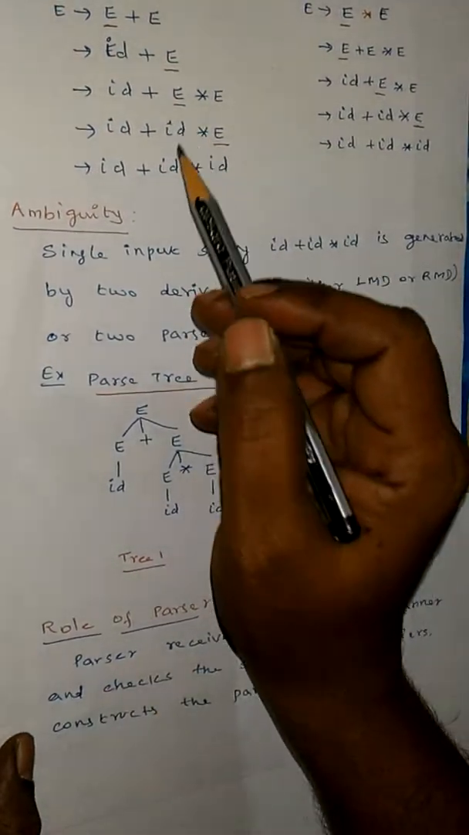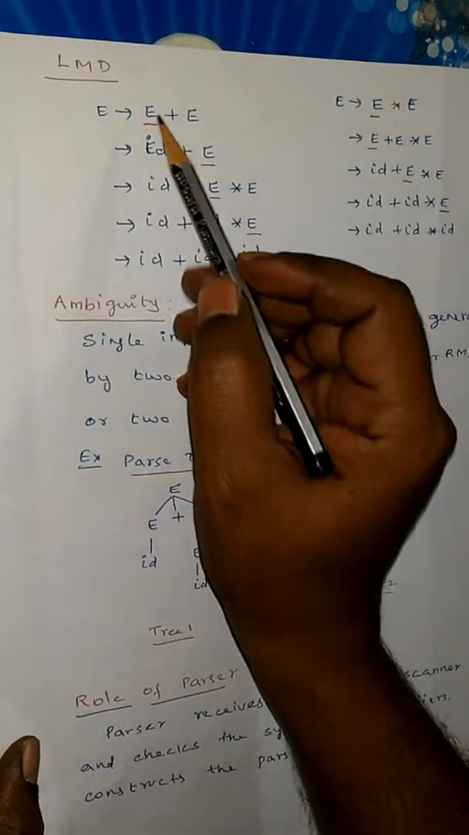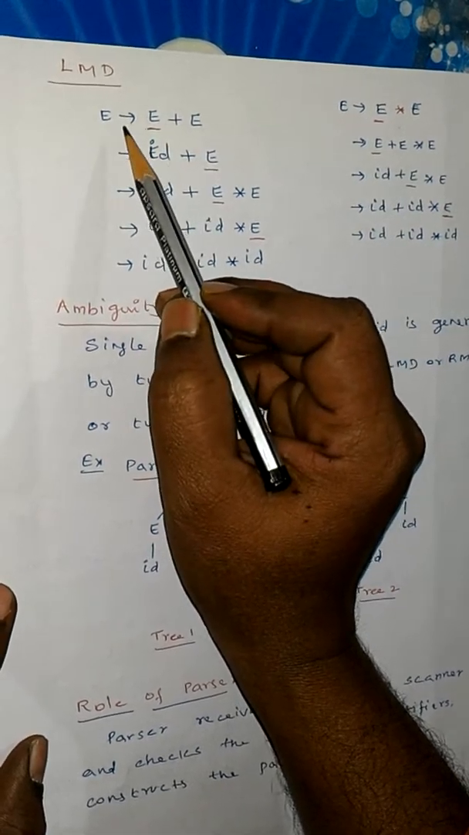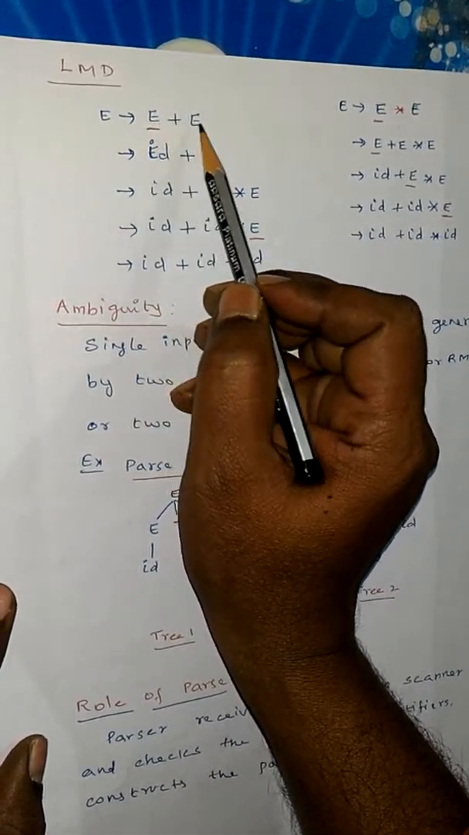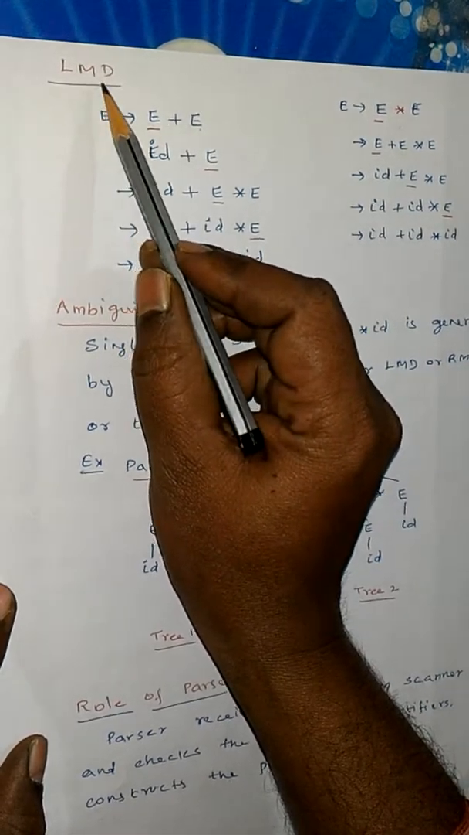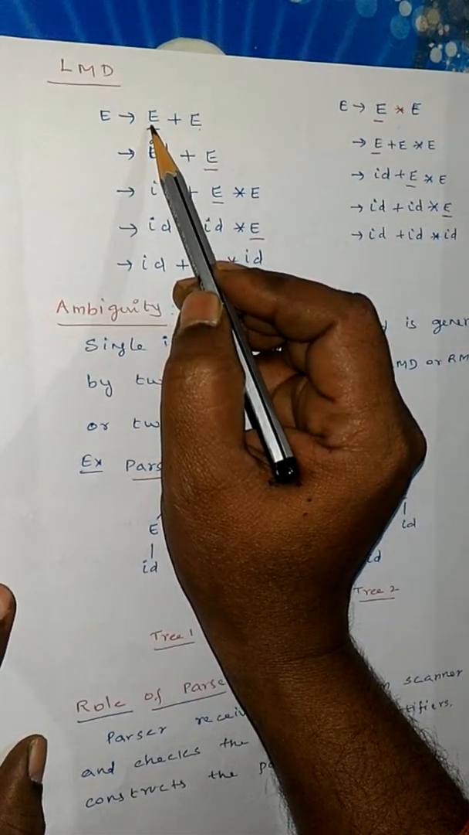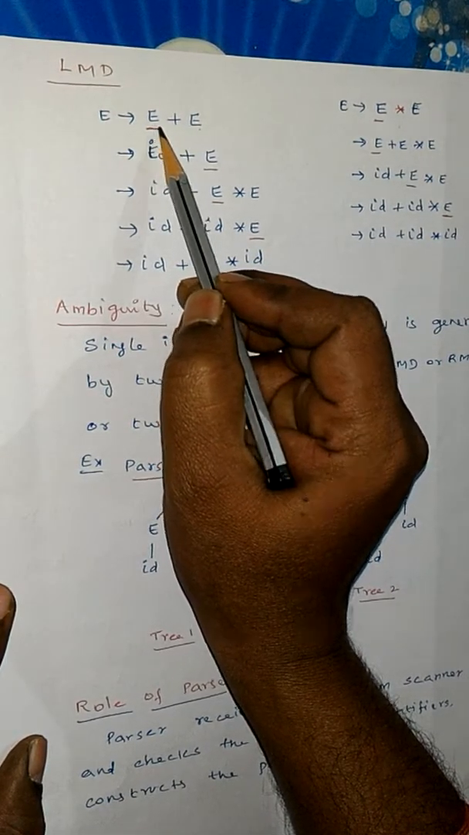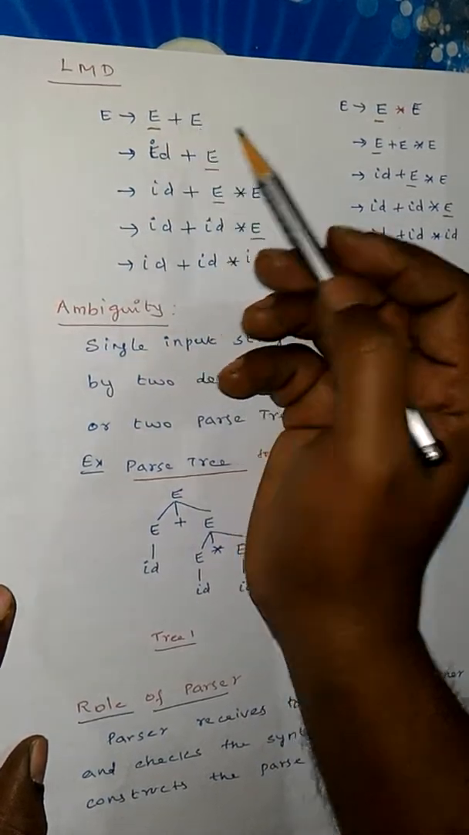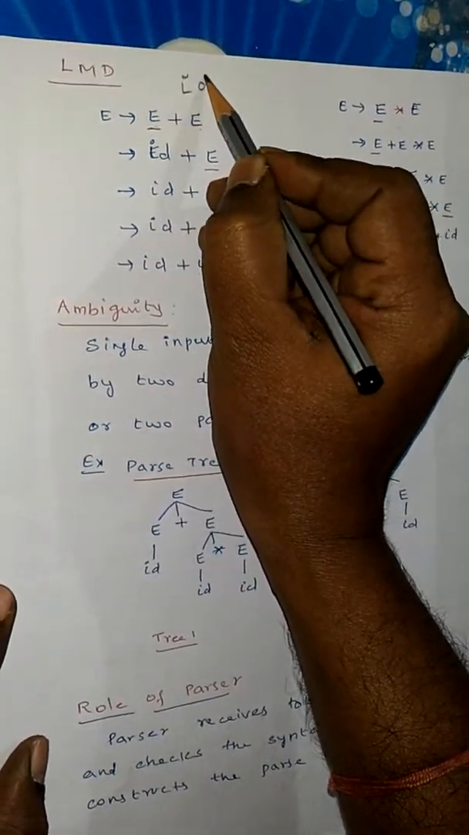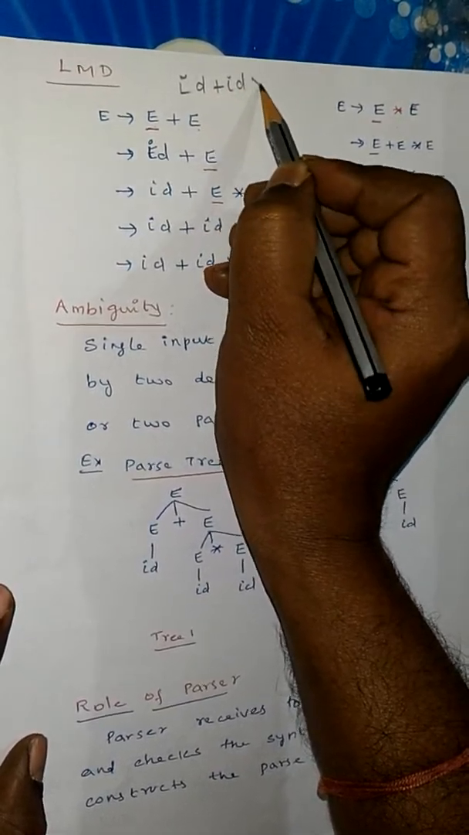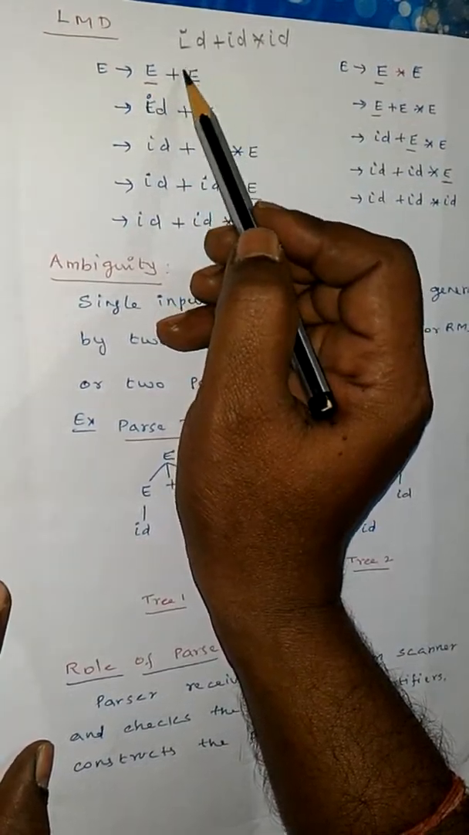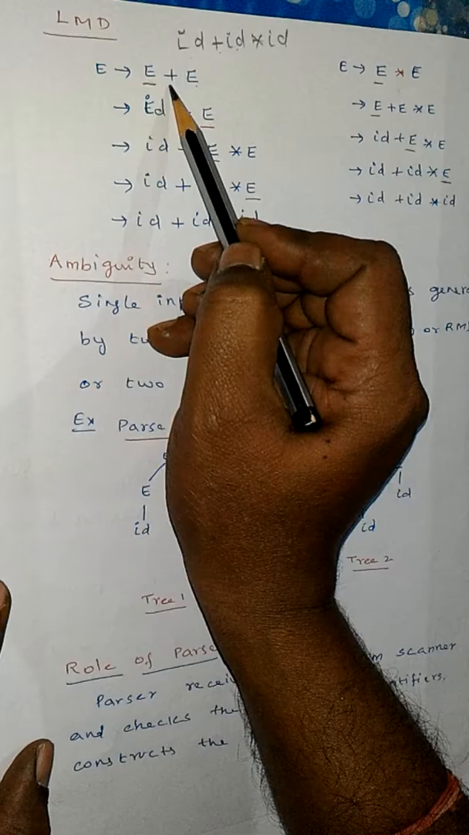Like this, in leftmost derivation also, in the sense here we are replacing the leftmost symbol of the RHS. In the previous case we replaced the rightmost symbol of the RHS. In leftmost derivation we have to take the leftmost variable in the RHS, and that should be replaced. Now the given string is ID plus ID star ID, in which we need to get ID plus ID. Already the plus symbol is there.